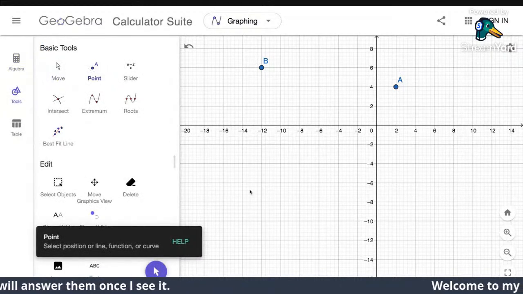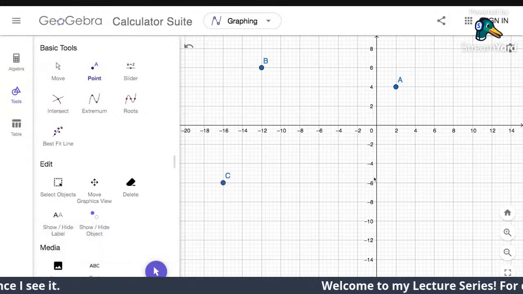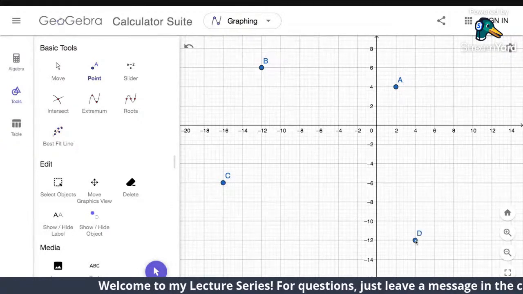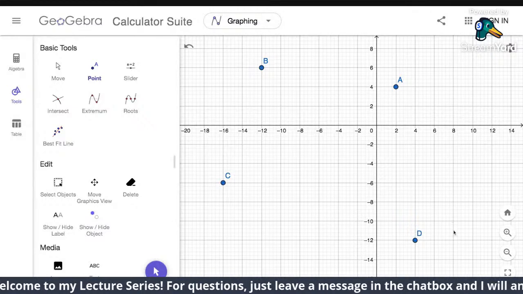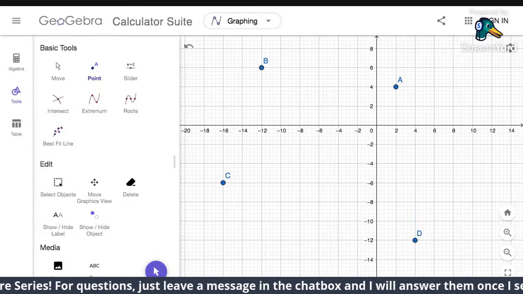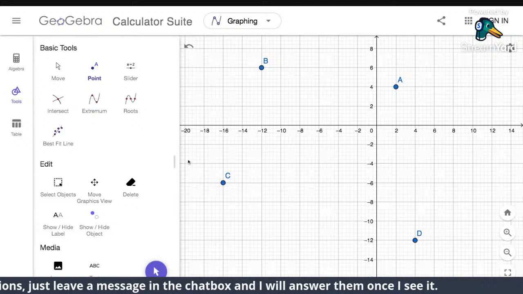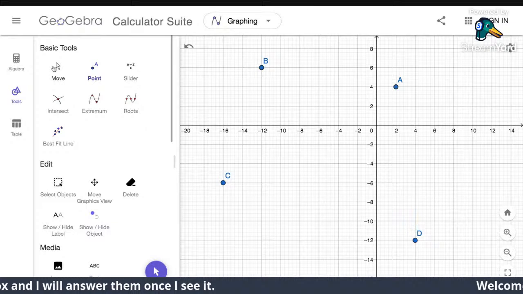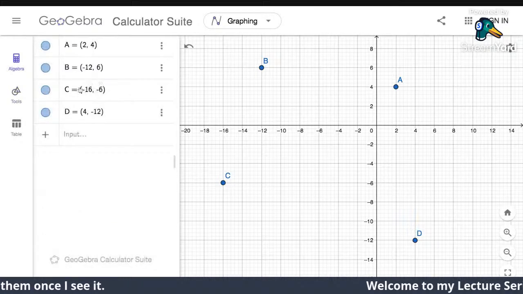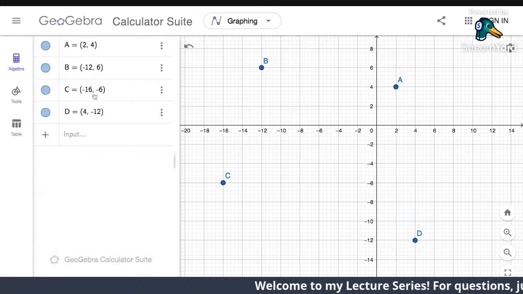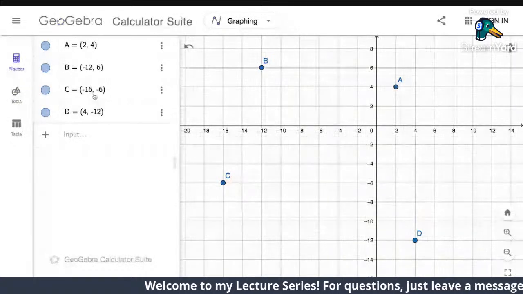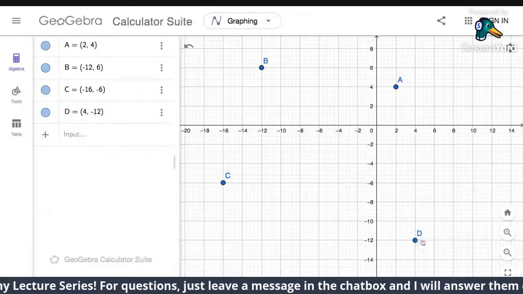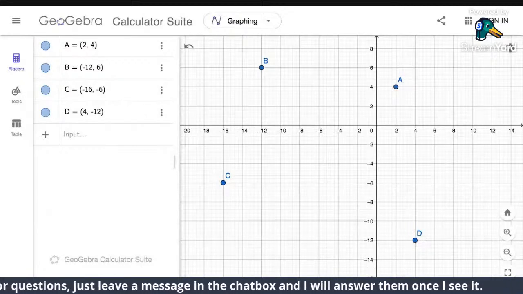Let's plot a point here on the third quadrant and another point this time on the fourth quadrant. So we have points A, B, C, D, each belonging to the four quadrants. And those points do have these coordinates. For point C here on the third quadrant, we have negative 16, 6. And for point D, you have 4, negative 12. So this is point D. So this is your rectangular coordinate system.